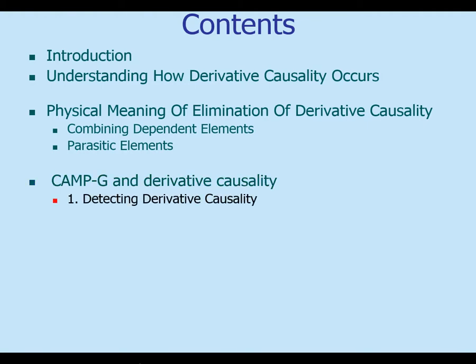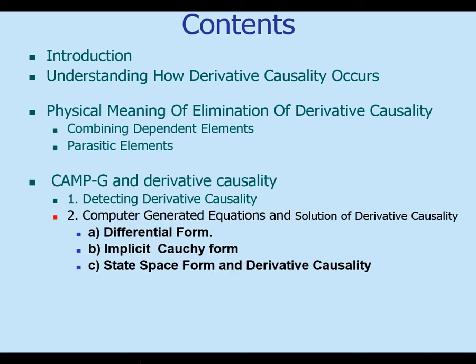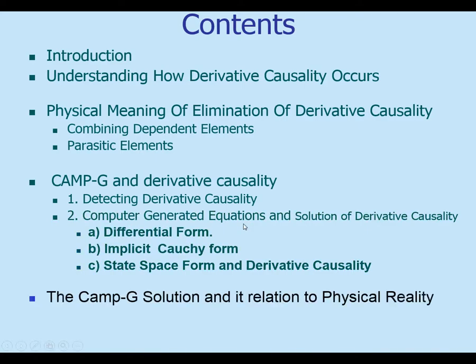Can we detect the derivative form by using the program? And can we actually find a solution for derivative form? We will see the differential form of the equations. Then we see the implicit Cauchy form of the equations, the state space form, and derivative causality. Then we will look at the CAMG solution and its relation to the physical reality.